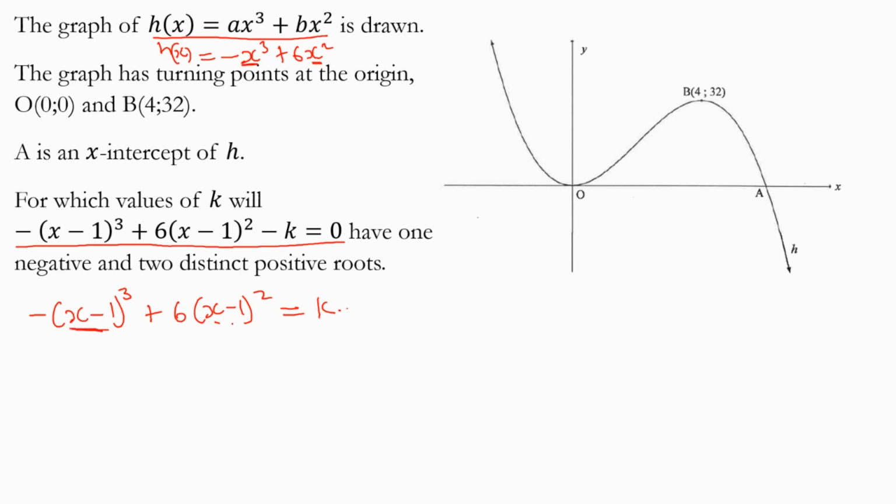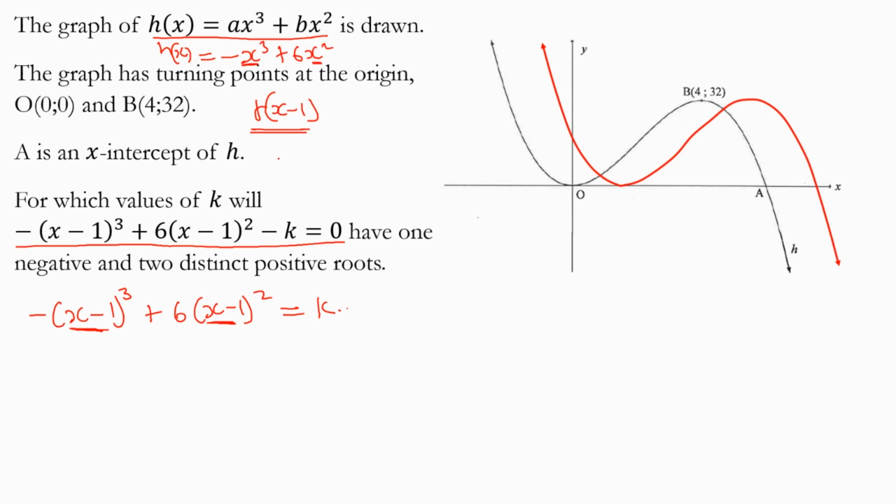What is the meaning of that? It means now we have h of x minus 1. The graph is shifted 1 unit to the right. This is a translation. So it means it's something like this: we have our graph, then it's shifted 1 unit to the right.